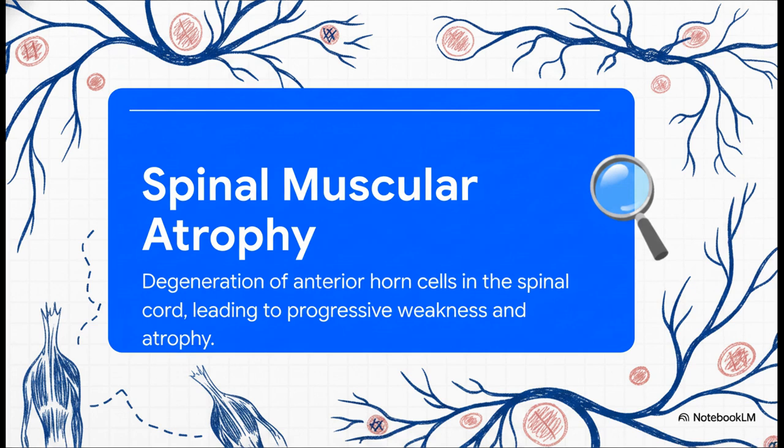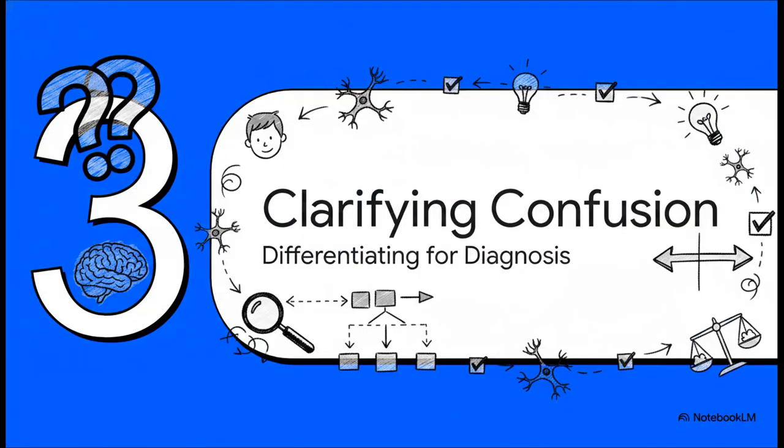Now, let's contrast that muscle problem with a nerve problem, spinal muscular atrophy. Here, the issue isn't actually in the muscle itself. It's in the motor neurons in the anterior horn of the spinal cord. Those nerve cells are degenerating, so the signal to the muscle gets lost, and that leads to weakness and profound atrophy.